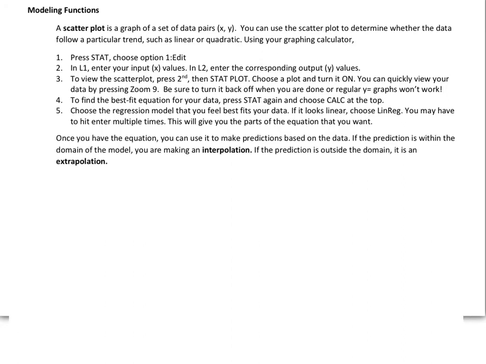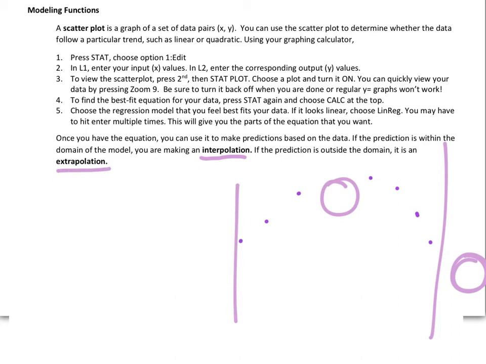Okay, and then once you've done all these steps and you've got an equation that follows your data, you can use that equation to make predictions. And you've got two important vocabulary words here. If the prediction is within the domain of the model, we've got plots here, points all here, and I want to predict something right about there. That's an interpolation. But if I want to make a prediction of something that's over here, outside of my domain, then that's an extrapolation.